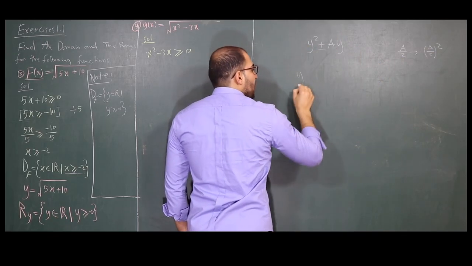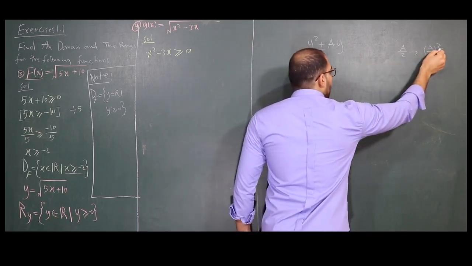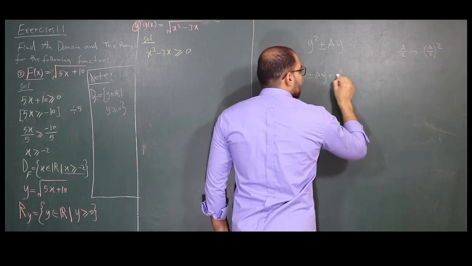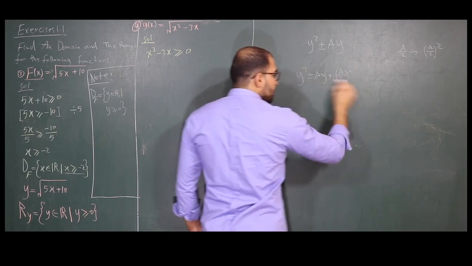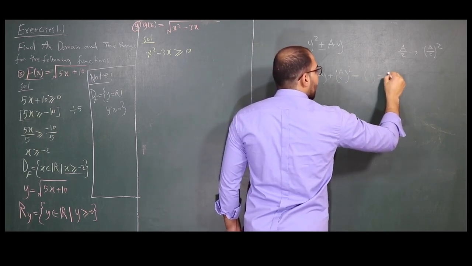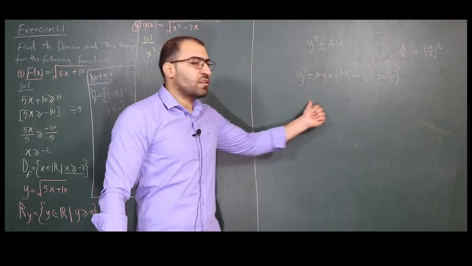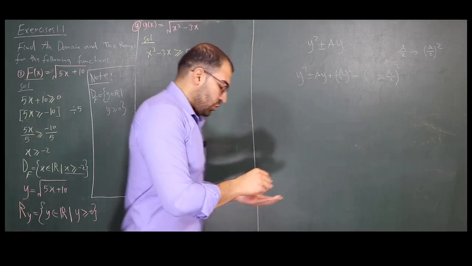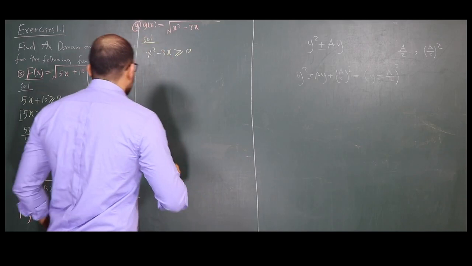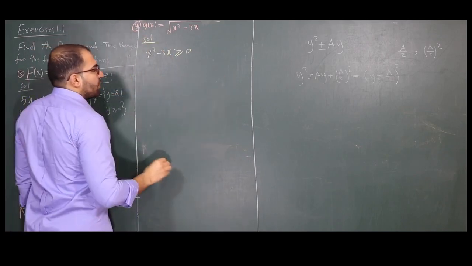I have y squared plus or minus a y, and I need to add this expression squared. The result from this will be (y plus or minus a over 2) squared. That's called the completion of the square. It's called the complete square.